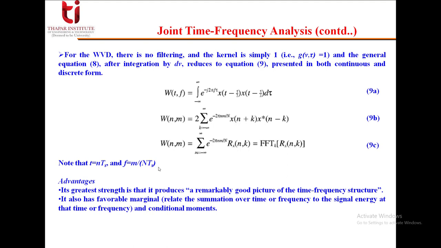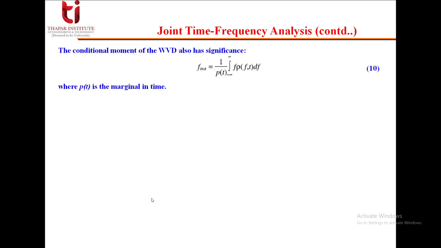There are some advantages of this Wigner-Ville distribution. Its greatest strength is that it produces a remarkably good picture of the time-frequency structure, and it also has favorable marginals, that is, the summation over time or frequency gives the signal energy at that particular time or frequency, and also the conditional moments. The conditional moment of the Wigner-Ville distribution also has significance: the instantaneous frequency is 1 by p(t) times the integration from minus infinity to plus infinity of f rho(t, f) df. Here p(t) is nothing but the marginal in time. This conditional moment, as I mentioned, is nothing but the instantaneous frequency.